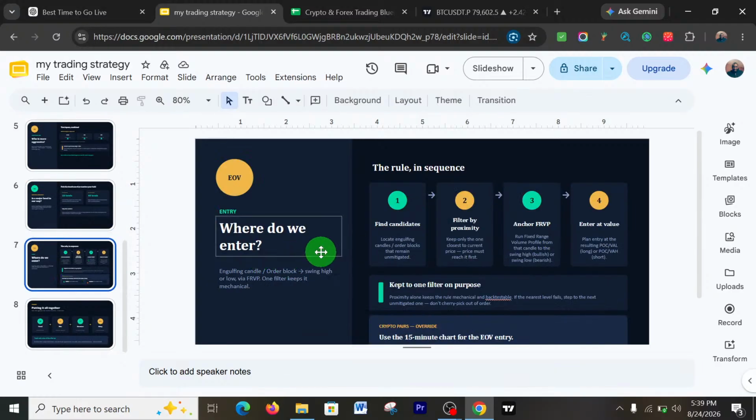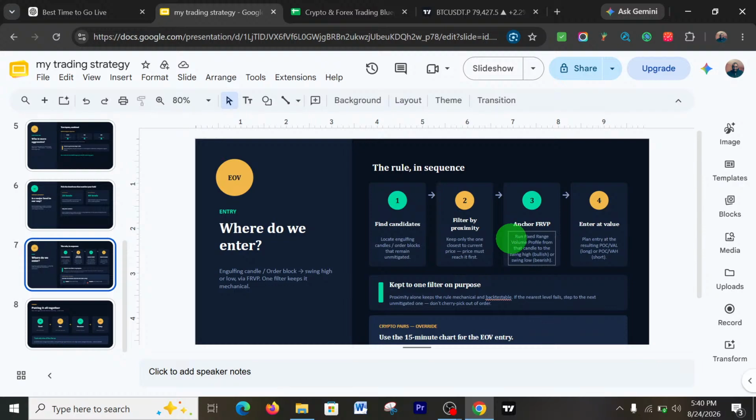And then where do we enter? So engulfing candle slash order block, swing high or low via fixed range volume profile. One filter keeps it mechanical. First of all, find the candidate: locate an engulfing candle slash order block that remains unmitigated. Unmitigated means price has not broken below it. We filter it by proximity, which is closest. Keep only the one closest to current price. Price must reach it first.